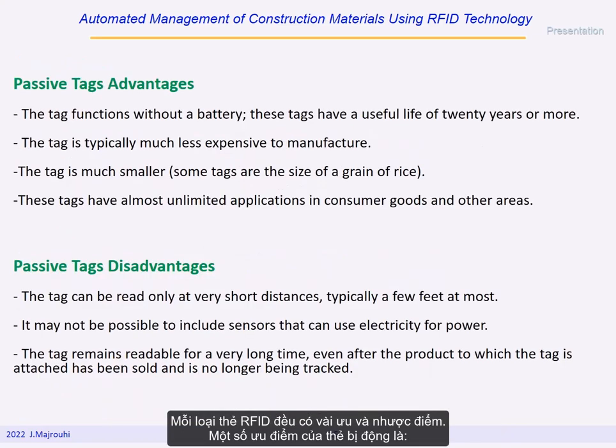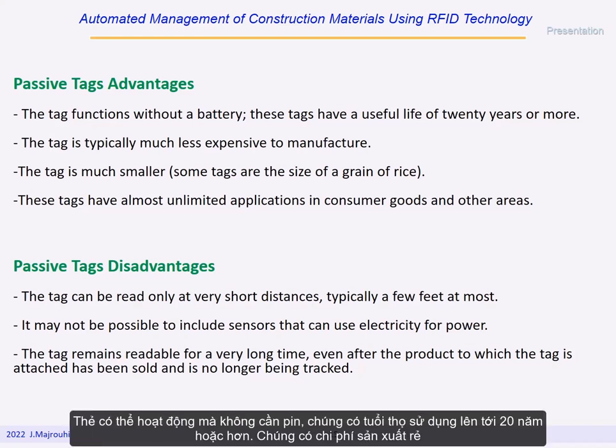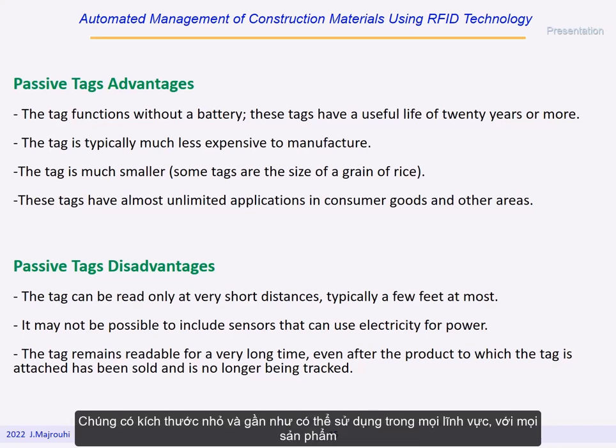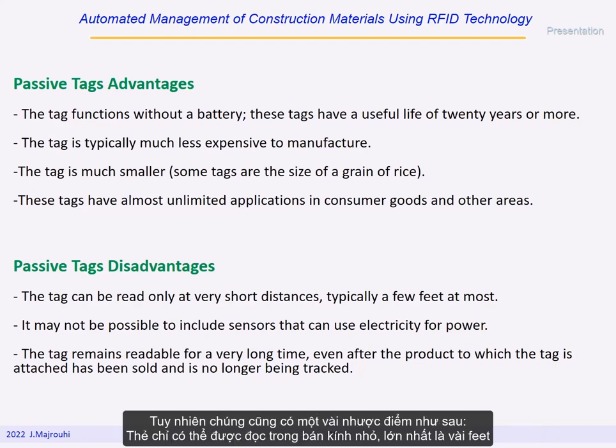Each type of tag has some advantages and disadvantages. Passive tags' advantages are the tag functions without a battery. These tags have a useful life of 20 years or more. The tag is typically much less expensive to manufacture. The tag is much smaller and has almost unlimited application in consumer goods and other areas.